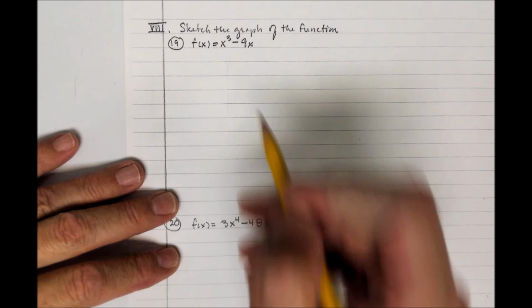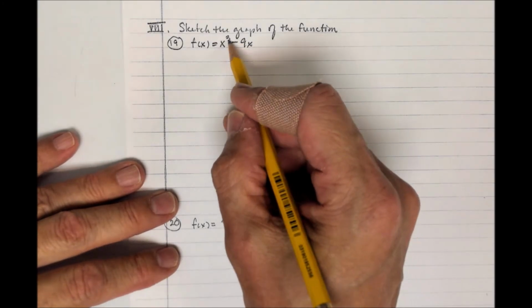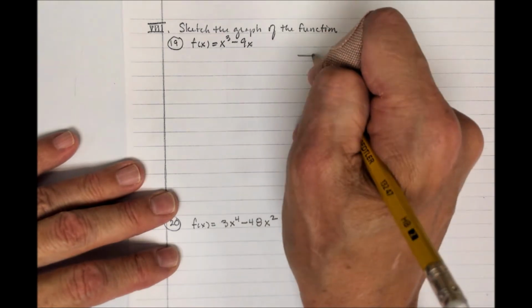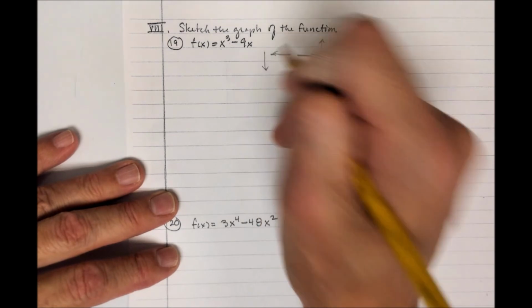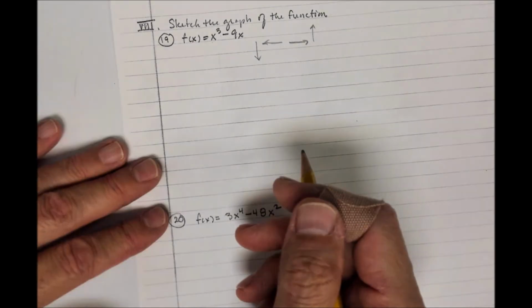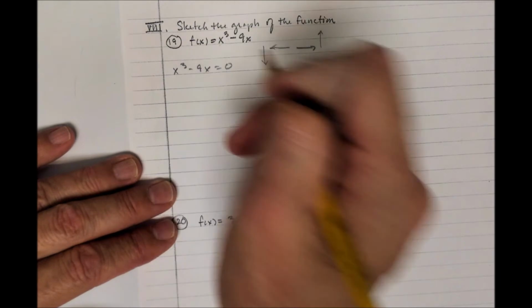All right, this is a cubic. It's like a sideways S. Odd degree, positive lead coefficient means it's going to rise to the right, but it's going to fall to the left. Okay, so I just make a little picture of it in my head. I've got to find my x-intercepts, so I'm going to take x to the third minus 9x equals 0, because you're going to have to plot some points.